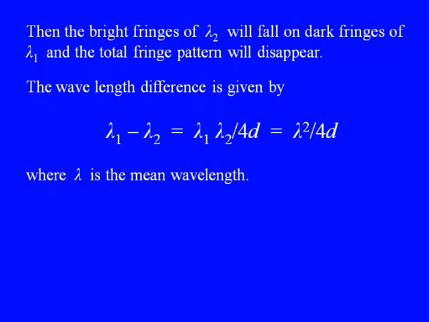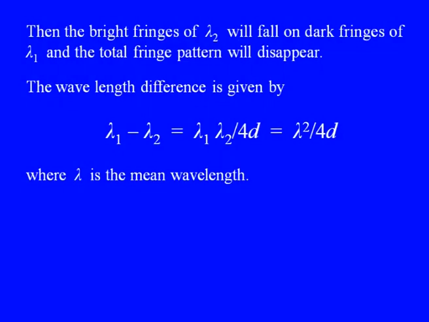Then what will happen? The bright fringes of lambda 2 will fall on dark fringes of lambda 1 and the total fringe pattern will disappear. The wavelength difference can be calculated and is given by lambda 1 minus lambda 2 is equal to lambda 1 lambda 2 divided by 4 times d. Lambda 1 lambda 2 can be written as lambda square, which is the mean wavelength. So, the result is lambda 1 minus lambda 2 is equal to lambda square upon 4d.